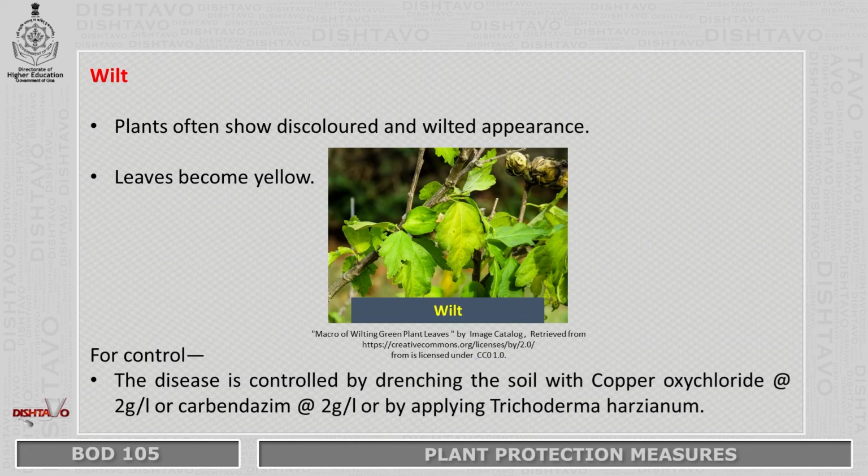Next is the wilt. Plants often show a discolored and wilted appearance. In the picture, you can see leaves becoming yellow. For this type of condition, you can use the following for control. The disease is controlled by drenching the soil with copper oxychloride at a rate of 2 gram per liter. There are other chemicals also available.